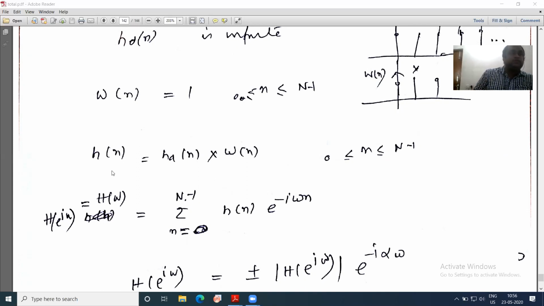Your design has to have the practical aspect. You may not have the ideal response, but the nature should look like the ideal. A low pass filter should not look like a high pass filter. A high pass filter should not look like a low pass filter. So the nature should look like a low pass filter. So that I have to ensure by means of the frequency response.